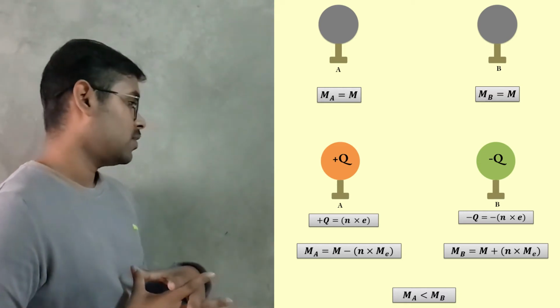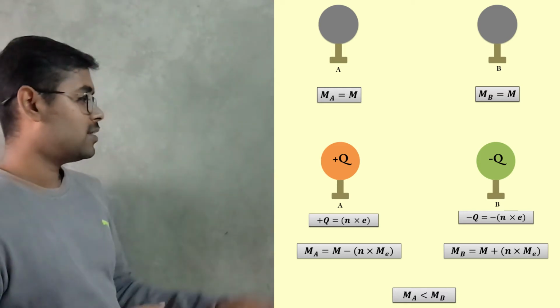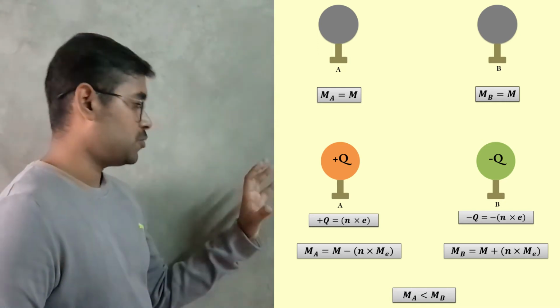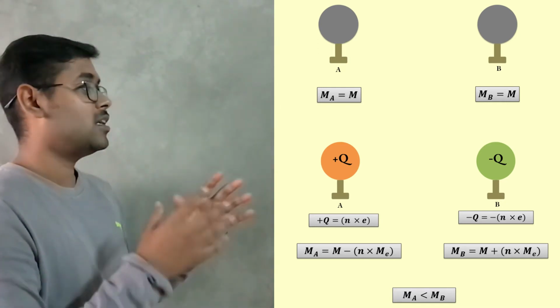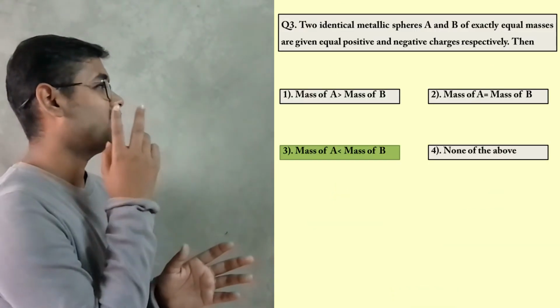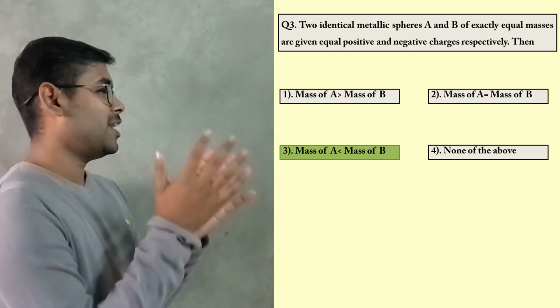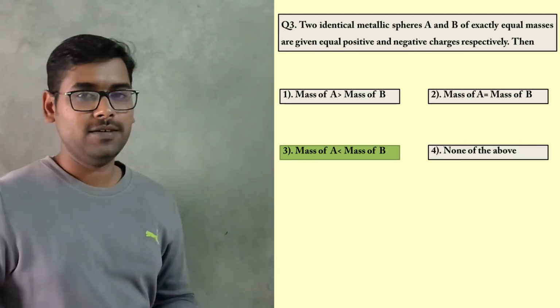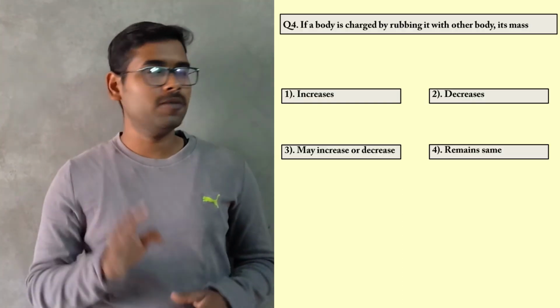Now from this you can clearly see that mass of sphere A after charging is less than mass of sphere B after charging. So answer to this question is option number 3, that is mass of A is less than mass of B. Guys, next let us move to question number 4.